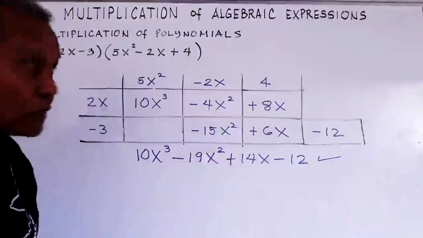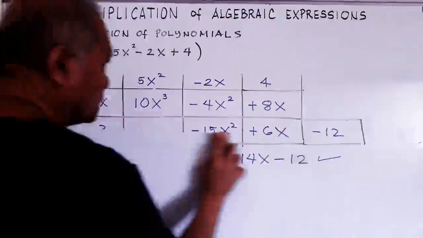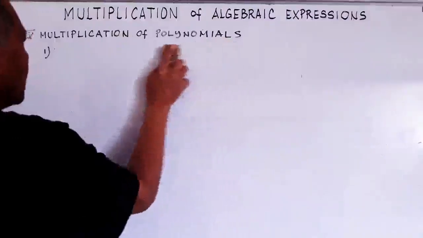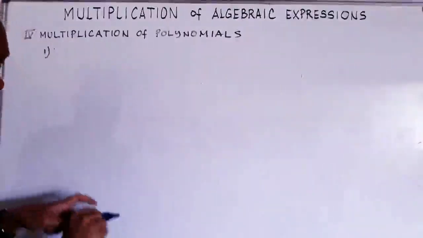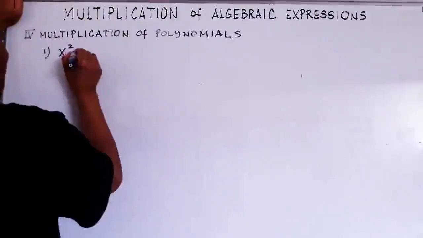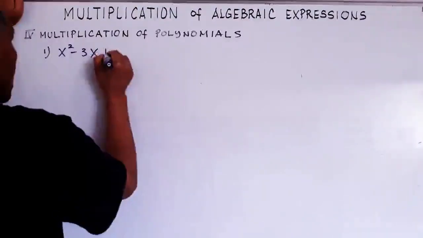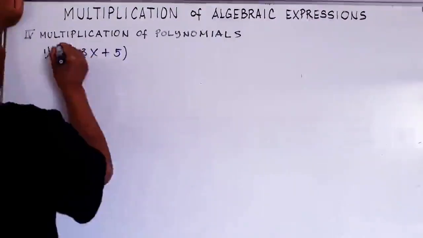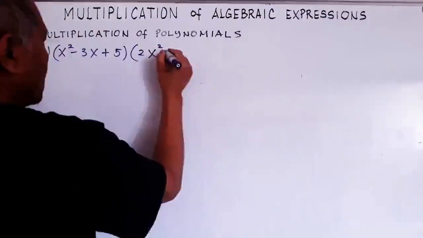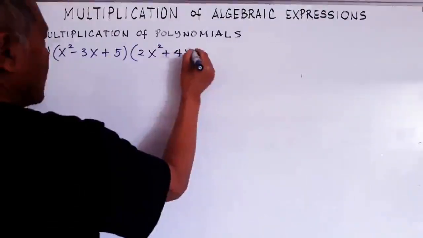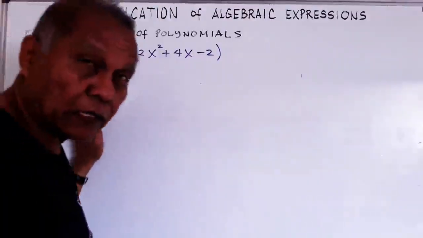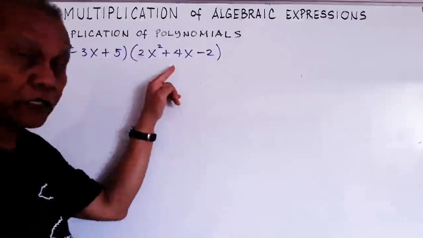Okay. Now let's have 3. So I'm going to erase this one. So again, let's have 3. That's the example 3. Okay, we have x squared minus 3x plus 5 times 2x squared plus 4x minus 2. So we have a trinomial multiplied by another trinomial.